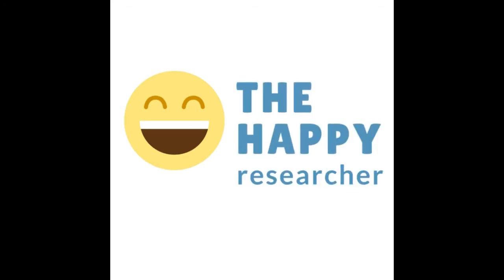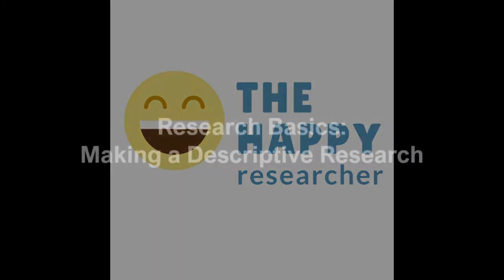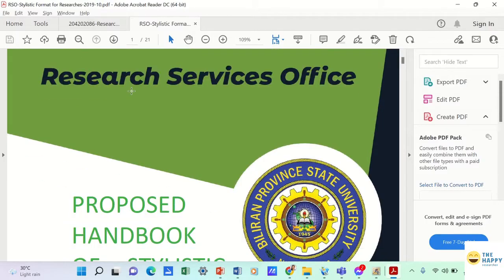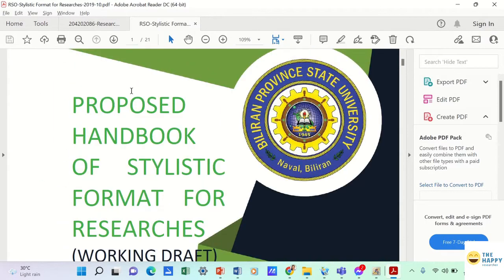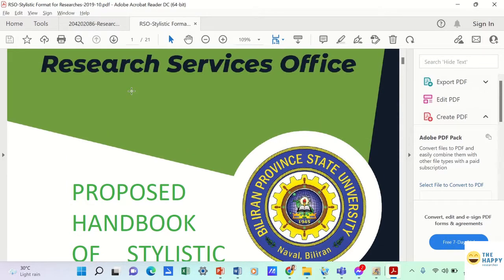So today I am going to be doing a demonstration on how to make a descriptive research. As discussed in the research design, this is one of the quantitative research designs that we have. So for today, we will be demonstrating how to make a descriptive research.